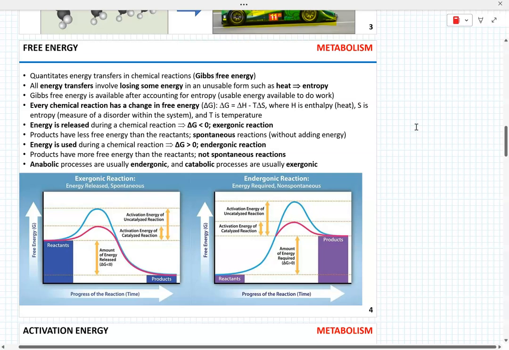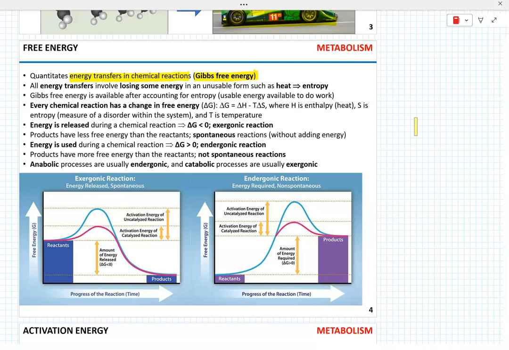Chemical reactions are characterized by the free energy or Gibbs free energy. It is used to essentially quantify the transfer of energy in chemical reactions. All transfers of energy involve losing some of it. In other words, when the energy is transferred between molecules or between objects, some of that energy is irreversibly lost as heat.